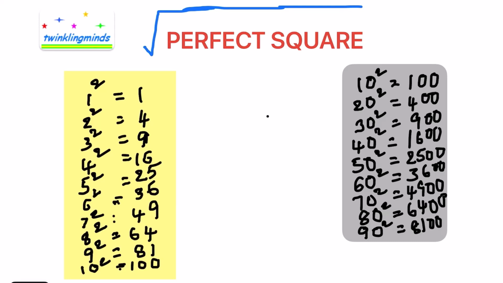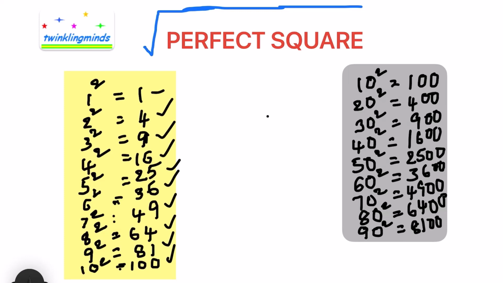So, what is the value of the square of 1? If you square the number 1, you will get 1. And 2 square is 4, 3 square is 9, 4 square 16, 5 square 25, 6 square 36, 7 square 49, 8 square 64, 9 square 81, and 10 square is 100.